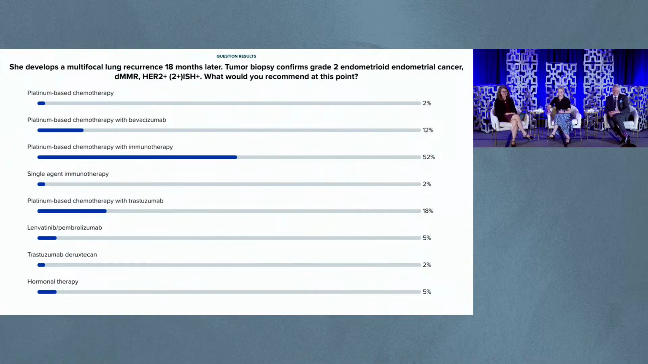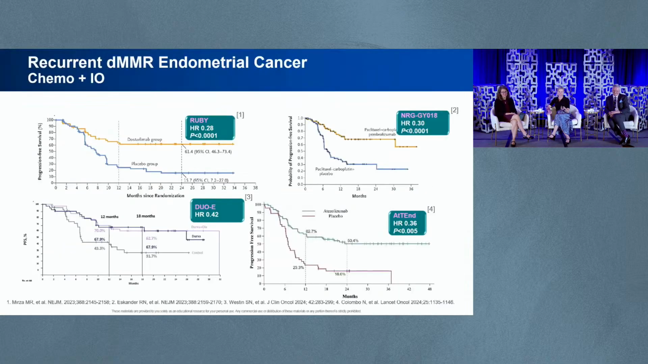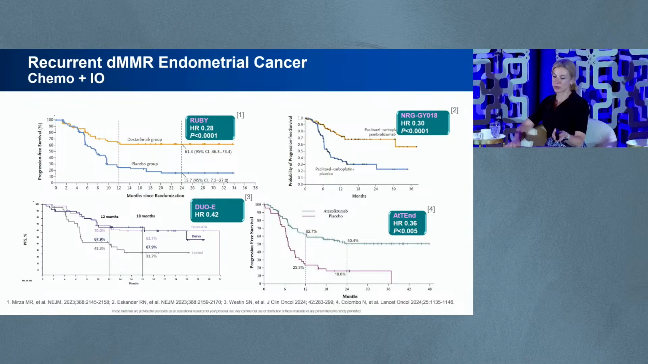All right, great. So the majority of here in the audience or at home said platinum-based chemotherapy with immunotherapy, but there was some trastuzumab out there, kind of a variety of all different things. So let's look through this. I think in my mind, at least for this patient who now has her first recurrence, who has previously been untreated, and she's mismatch repair deficient, we were all blown away by these graphs.